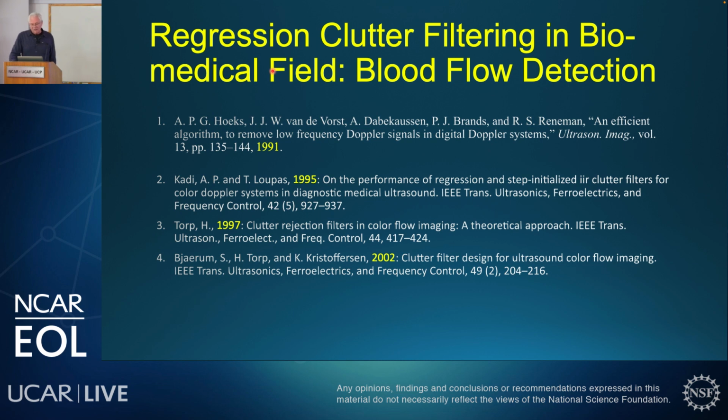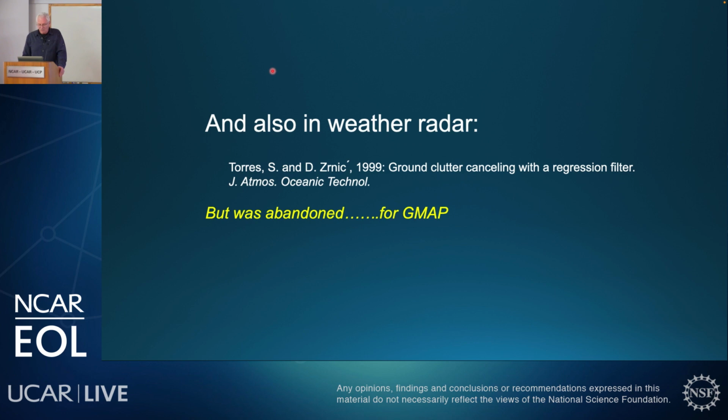Well, so that's why we are so interested in regression filtering. It's been looked at before. Regression filtering has been applied to blood flow detection in the biomedical field, and not like we came up with this at all. This was back in the literature. Here's some dates going from 1991 to 2002, and in case you're interested, you can look up these articles, and they'll talk about regression filtering, and then they'll compare them to FIR and IIR filters. So it's been done before.